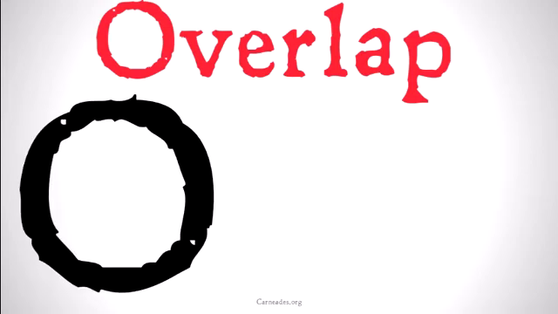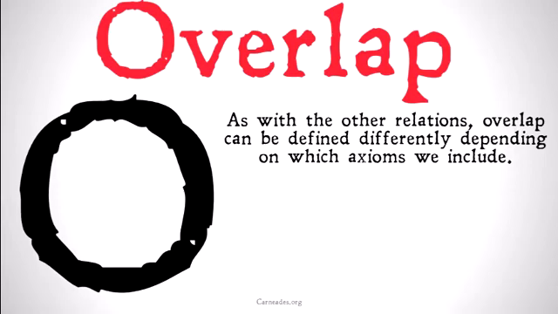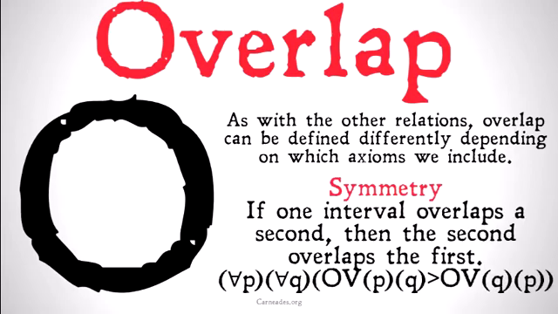Hopefully, that's clear. As with the other relations, overlap can be defined differently depending on the axioms we include. One possible axiom is the axiom of symmetry. If one interval overlaps the second, then the second interval overlaps the first. It's important to note that this is different than the Allen relation called overlaps or overlapped by. Those two relations are different than this overlap relation. Just because they have the same title does not mean they're the same relation. This one's going to be represented with OV. The Allen relation is going to have a different way of representing it.